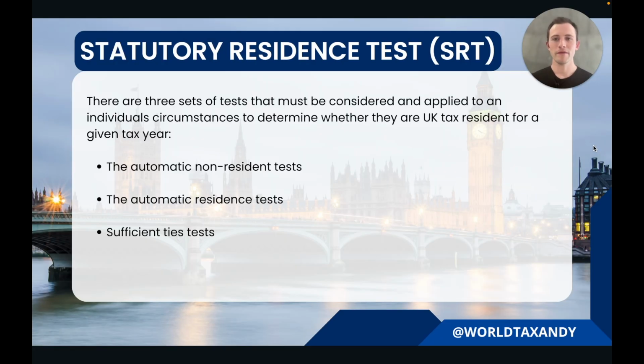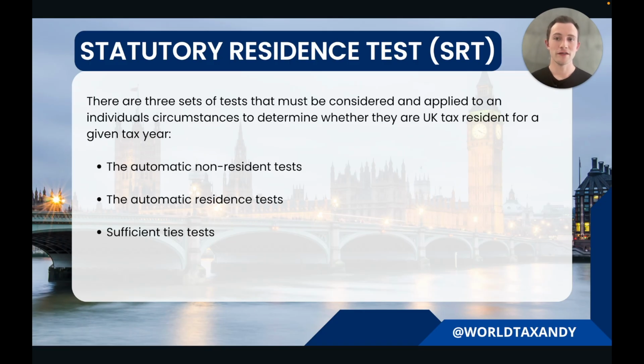So in the UK, an individual's tax residency depends on the Statutory Residency Test, or the SRT. There are 3 sets of tests that must be considered and applied to an individual's circumstances to determine whether they are UK tax resident for a given tax year. These are the automatic non-residence tests, the automatic residence tests, and the sufficient ties tests.